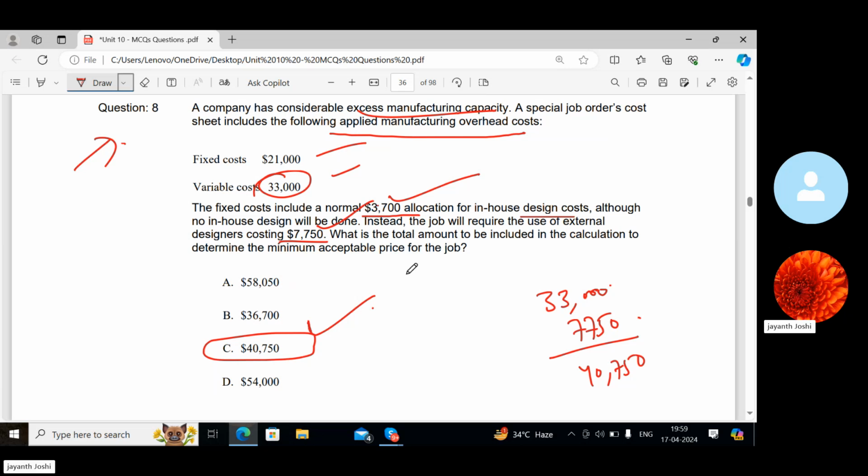It is nothing like they are taking some special order. They themselves are spending some money to get some task done. You didn't understand? Why have they taken that external designer? The question says, although no in-house design will be done, they don't do in-house designing. Not every task is done in the company.